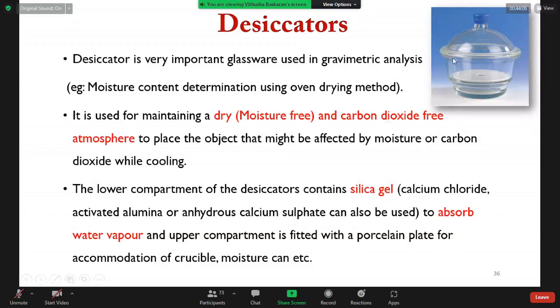And above that, this upper part is fitted with a porcelain plate. In this porcelain plate, you can place the moisture can or the crucible which contains the sample. So this porcelain plate provides the accommodation of the crucible or the moisture can. Okay.